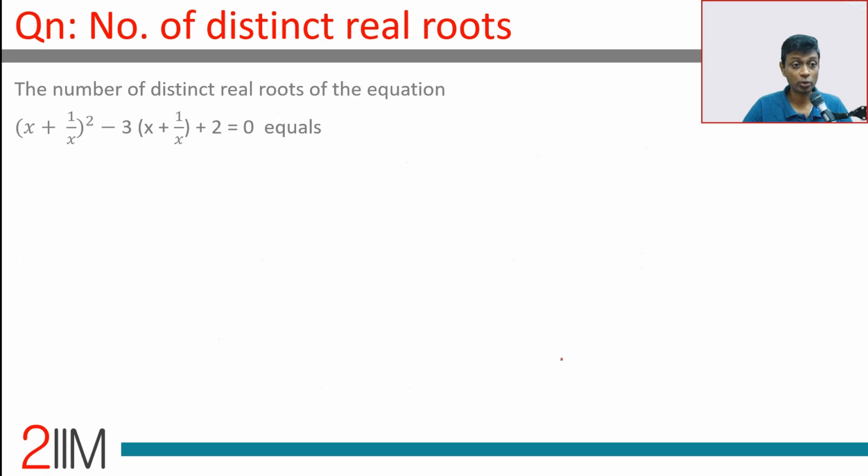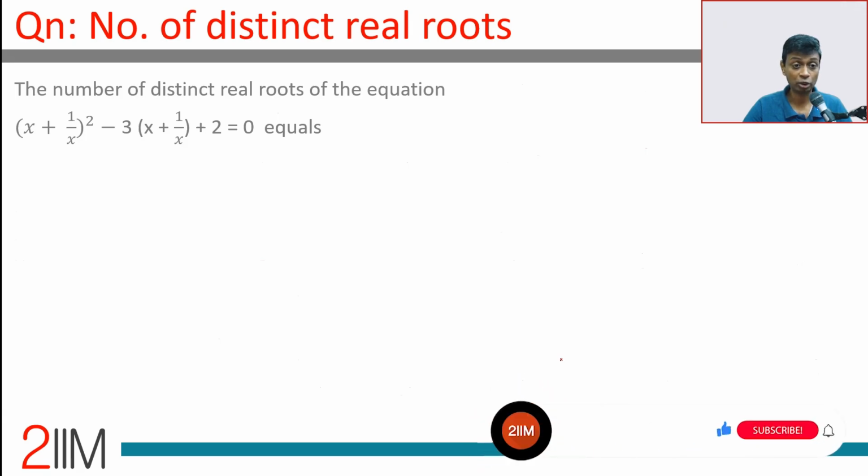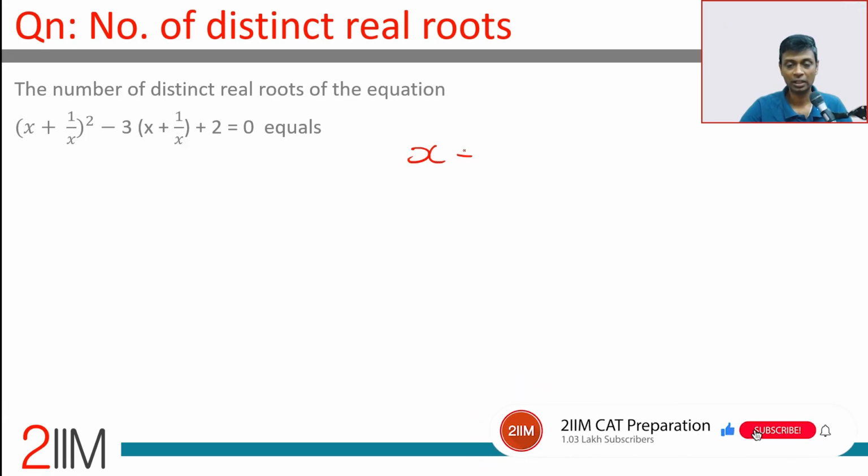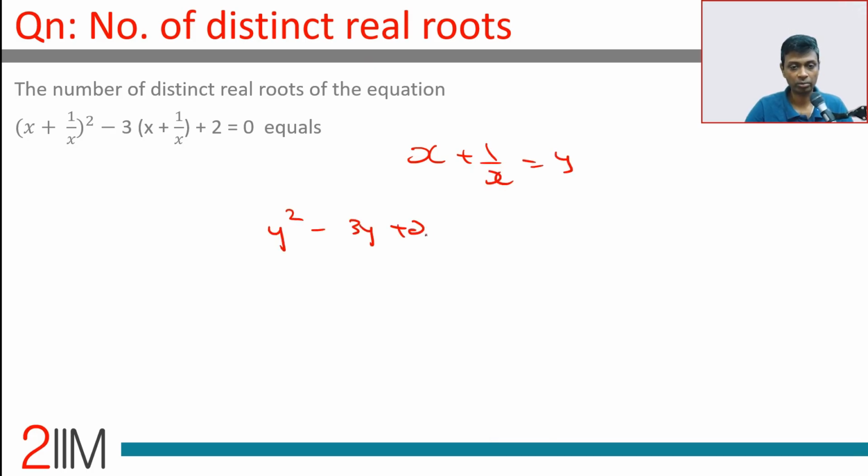(x + 1/x)² − 3(x + 1/x) + 2 = 0. Simple. Let's say x + 1/x = y. Then y² − 3y + 2 = 0. Remember, y is greater than or equal to 2 or y is less than or equal to −2. Anything of the form x + 1/x, you should know this.